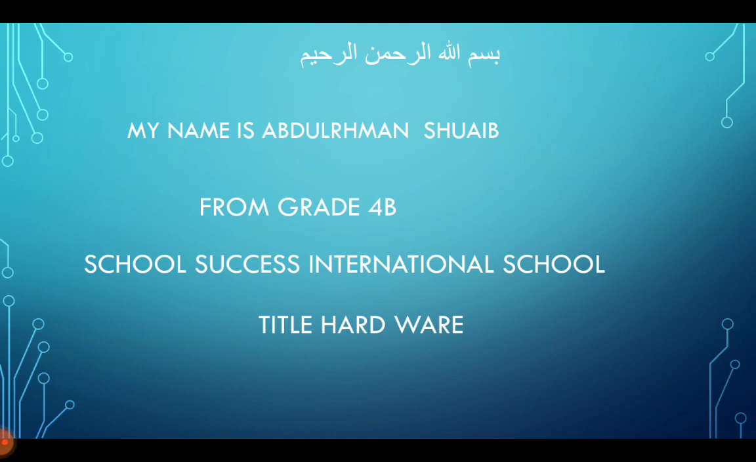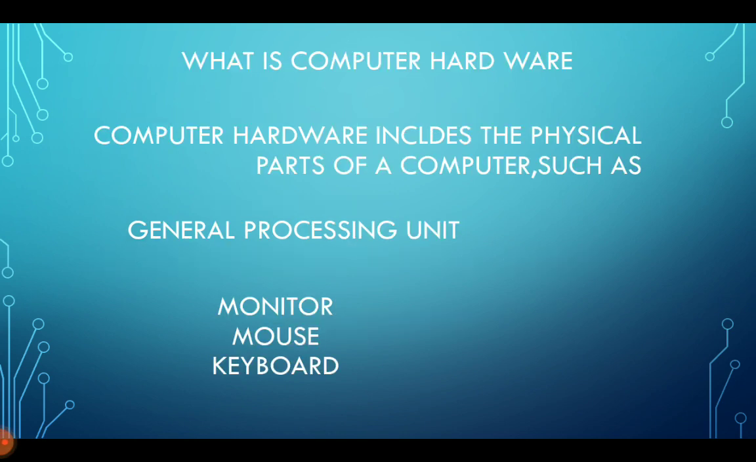Title: Hardware. What is computer hardware? Computer hardware includes the physical parts of a computer such as the central processing unit, monitor, mouse, keyboard.